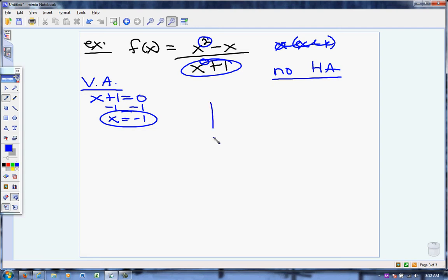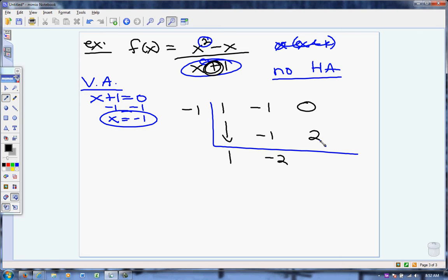So we set up our box, and I'm going to have a -1 on the inside, because remember we always change the sign of that thing. And then inside the box I put my coefficients. 1, the coefficient of x is -1, and then I need to put a 0 for the constant at the end. And we do our synthetic division. Bring this down, there's a 1, multiply, this is -1, this is -2, multiply, this is +2, I add, and I get a remainder of 2.